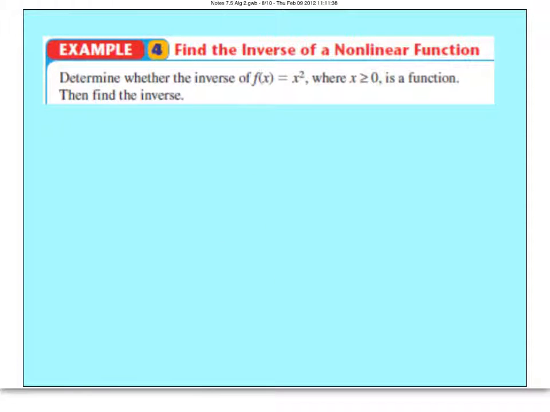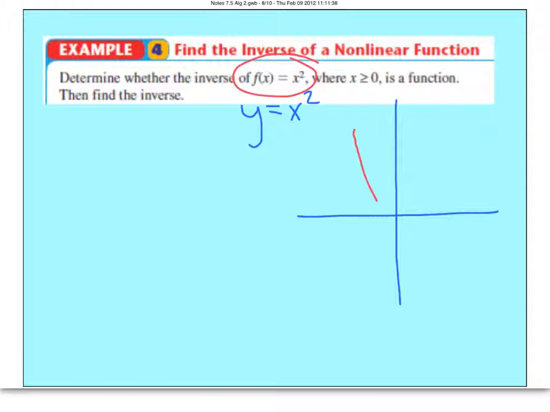This guy right here: determine whether the inverse of f of x equals x squared is a function. In my calculator, I would just type this function, which is y equals x squared. It's a standard parabola, by the way, which is going to look like this. Does this pass the horizontal line test? Clearly, this graph will cross in more than one point, which means when I do find the inverse, it will fail the vertical line test and will not be a function. So, is it going to be a function? No, it will not be a function.